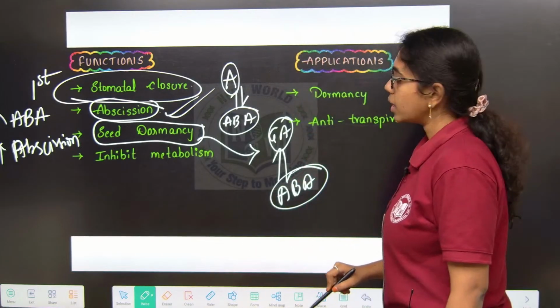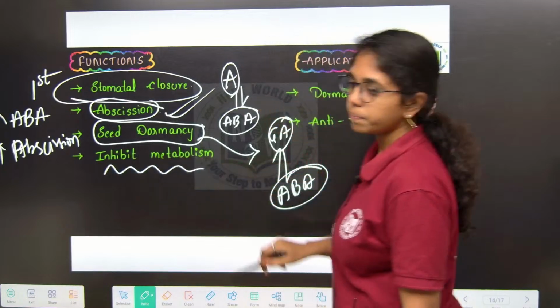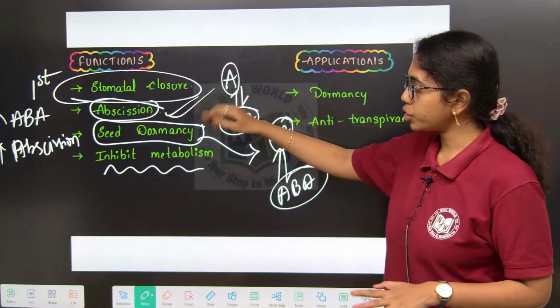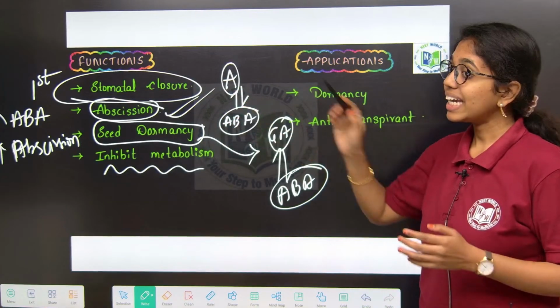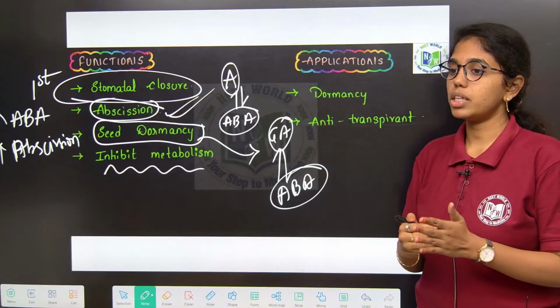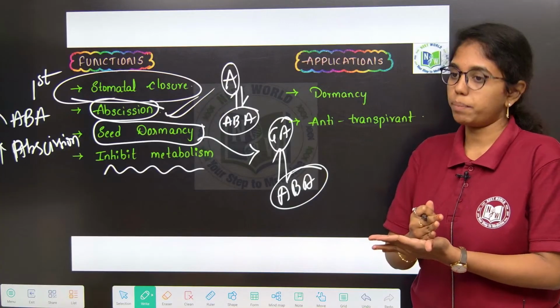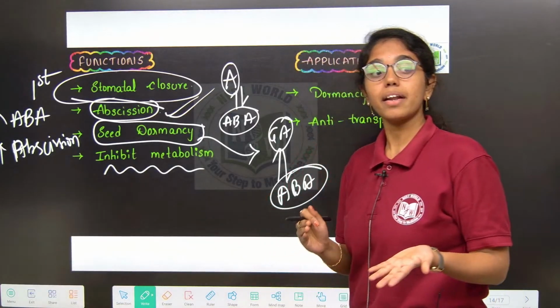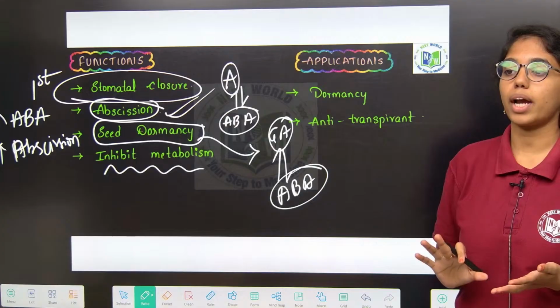Next, it inhibits the metabolism. Stomatal closure might be, abscission might be, seed dormancy might be. Is it inhibiting metabolism or promoting metabolism? Inhibiting the metabolism. That is why cell activities are stopped. Whereas metabolism will be high in rate with the activity of cytokinin.